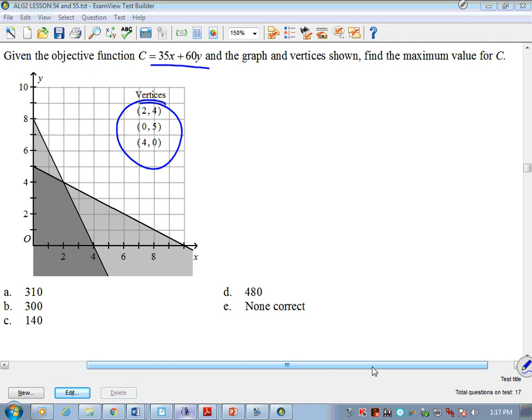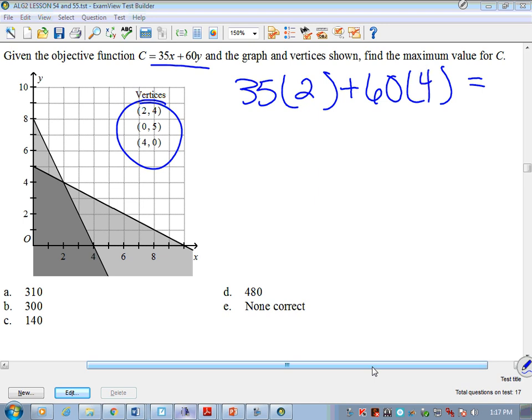So, I'm going to start off 35 parentheses plus 60 parentheses. All right, what am I going to put next to that 35 to start with, just to try? 2, and next to the 60, 4, okay? So it looks like 70 plus 240, something like that. What was that, 310? You can try it, check it out. Yeah, 310. All right, 310.